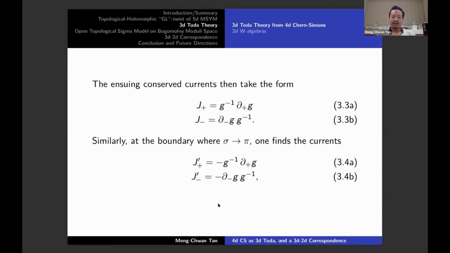So we can compute the currents of this WZW model. Likewise, if you look at what happens at the other end, you can also compute the currents. These are the conserved currents.